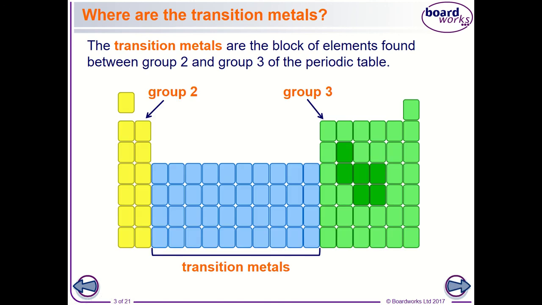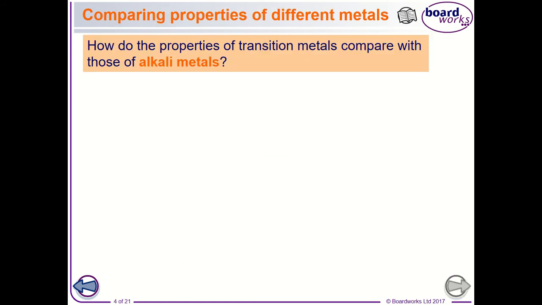And you'll see the transition metals, most of you I'd imagine know where they lie in the periodic table. Okay, they are between group 2 and group 3. Primarily the ones that we are concerned with will be the ones in the first row there. Those are the ones that you'll deal with at GCSE.